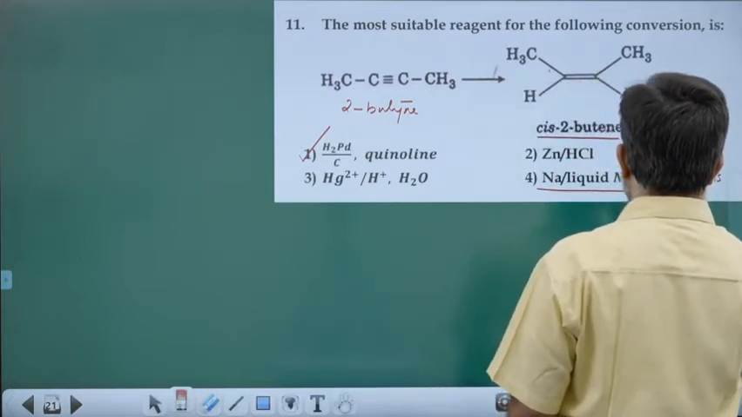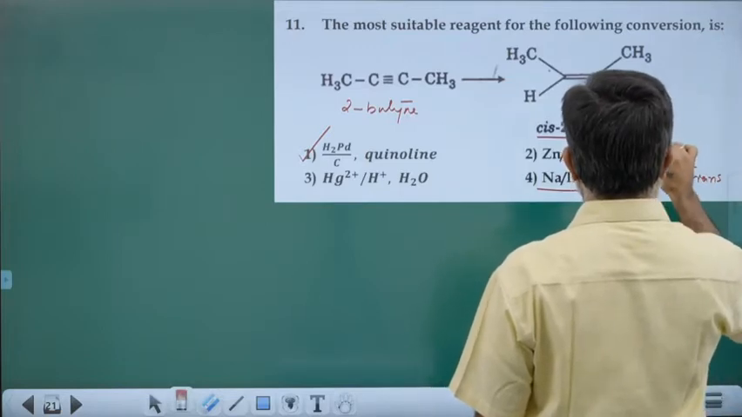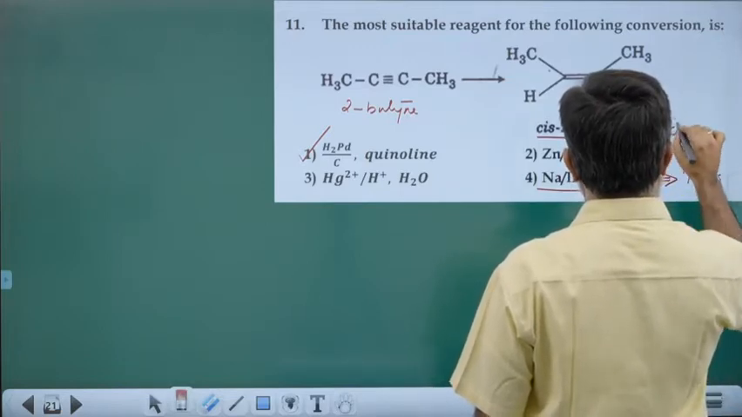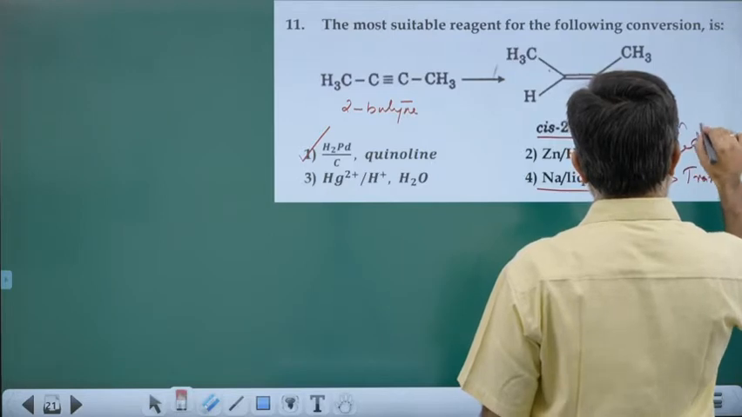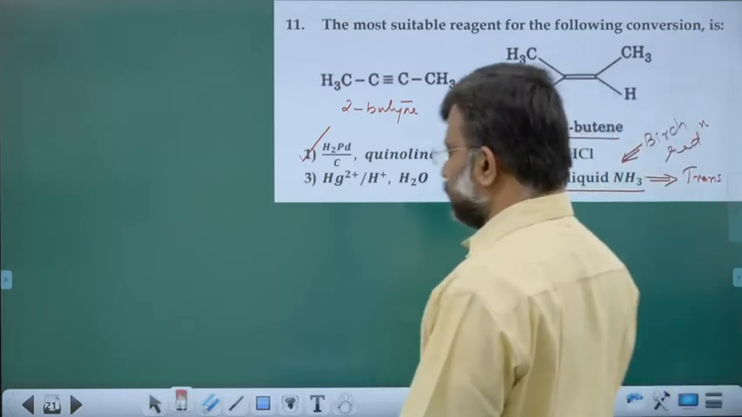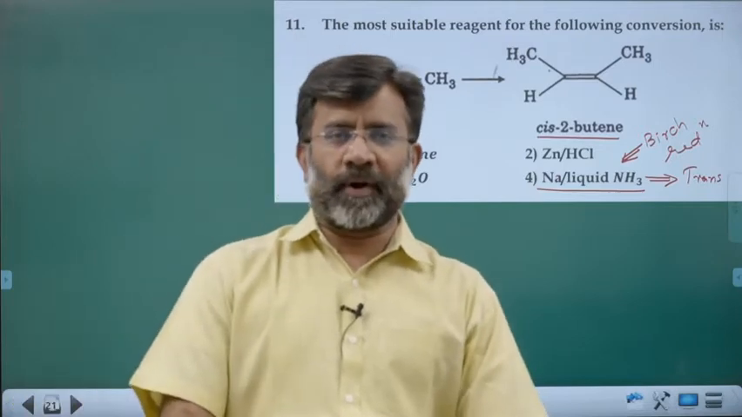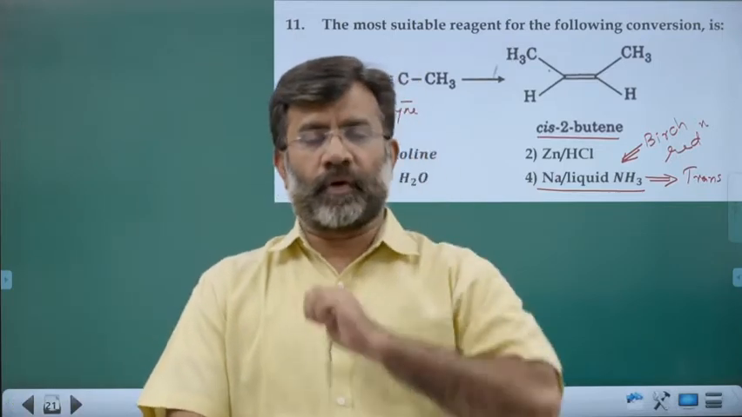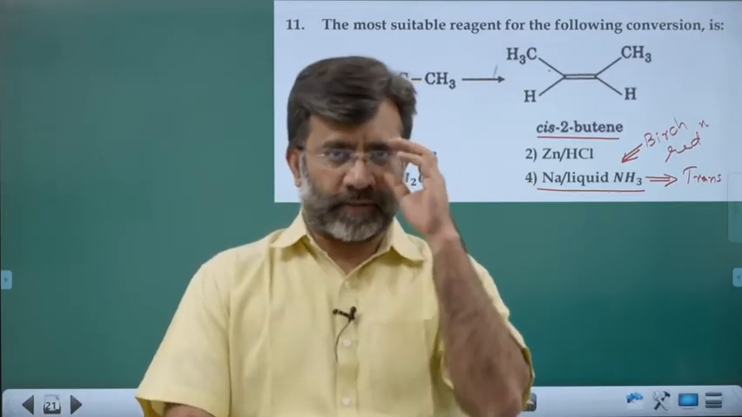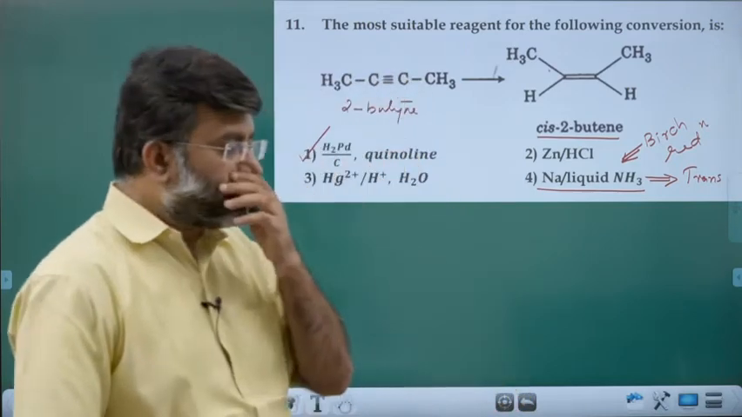I am sure you learned about Birch reduction. This is called Birch reduction. So choice 1, you will get the cis product. Suppose it is choice 4, you will get the trans product. Okay, next.